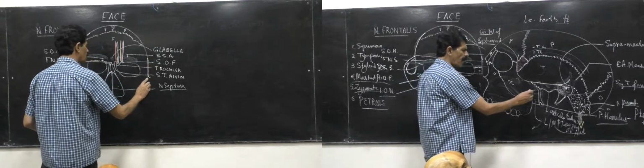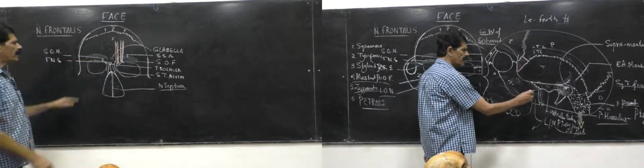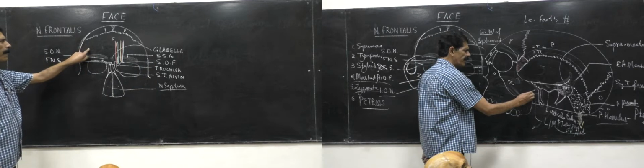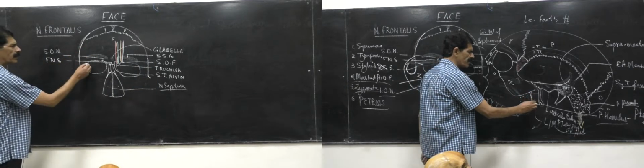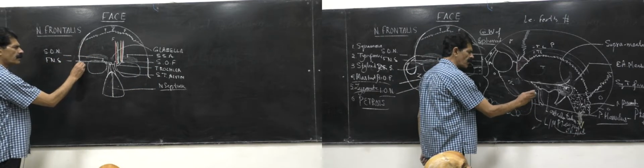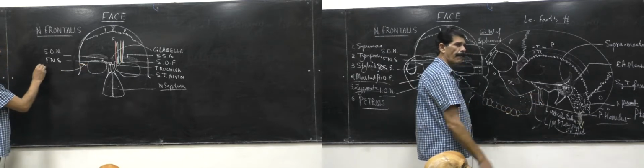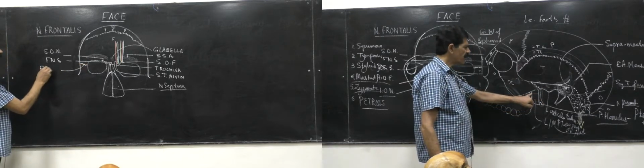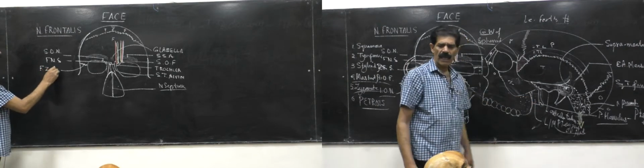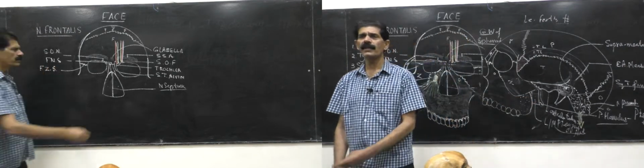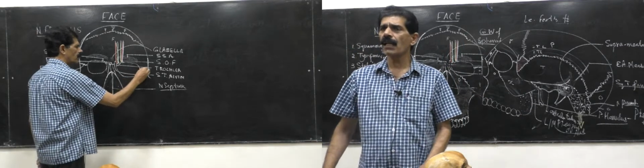Then in the anterior part of these two pterygoid plates, there is the posterior surface of the maxilla. They are not fused; they are separated, and there is a gap or fissure present between the two. This fissure between the maxilla and the pterygoid plate is called the pterygomaxillary fissure.